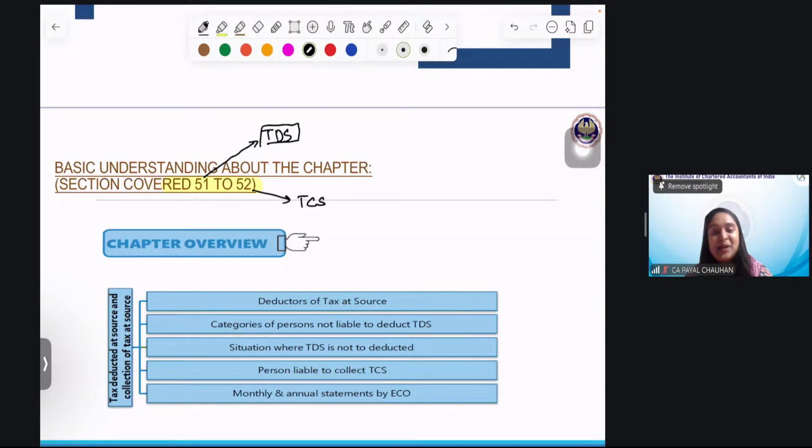So we'll cover it for 1 hour or 1.5 hours. We'll be covering the topic TDS, and for another 45 minutes max, we'll be covering section 52, TCS, and then the application based questions. Section 51 of the CGST Act deals with TDS, tax deducted at source, and Section 52 of the CGST Act deals with tax collected at source, and these are entirely different aspects.